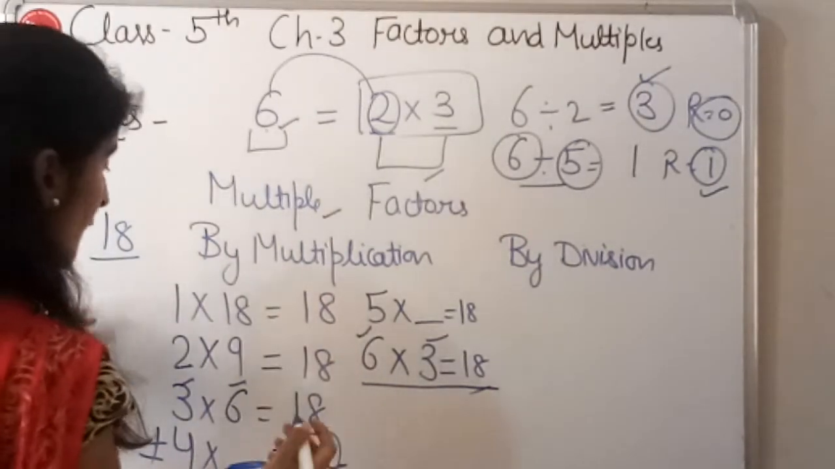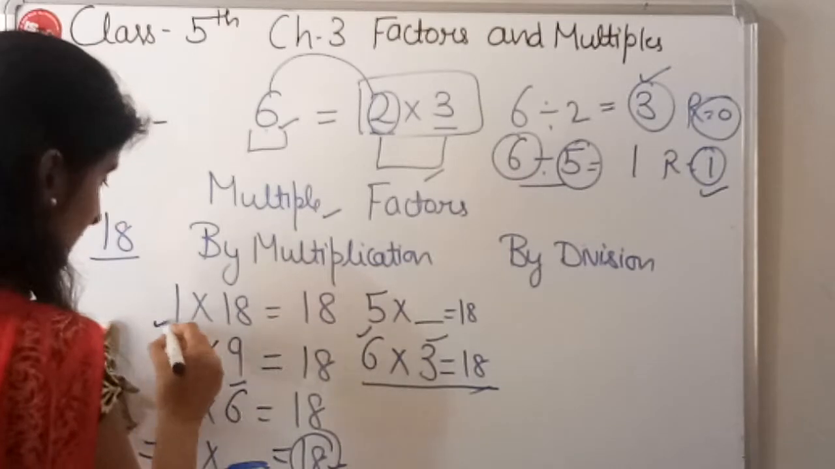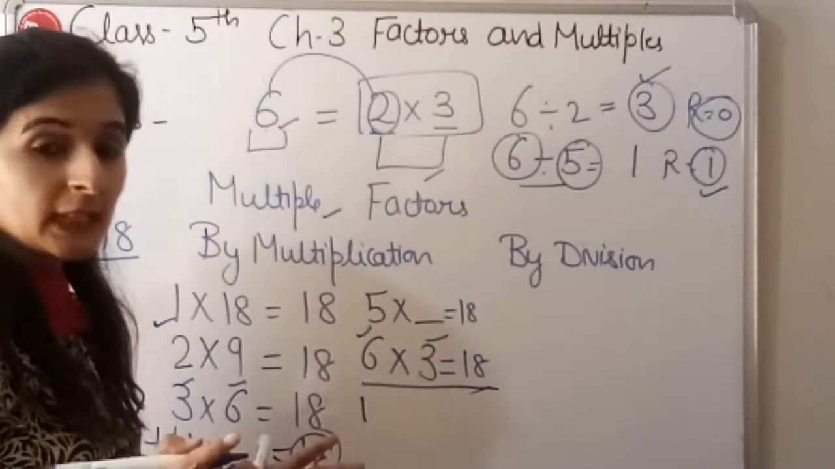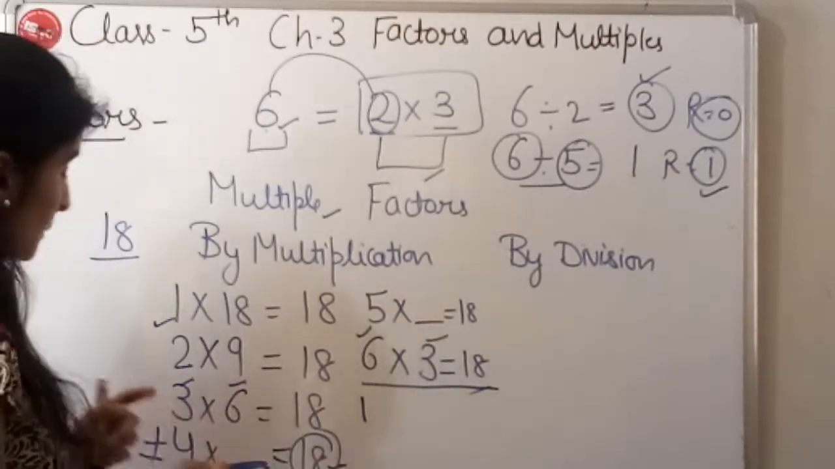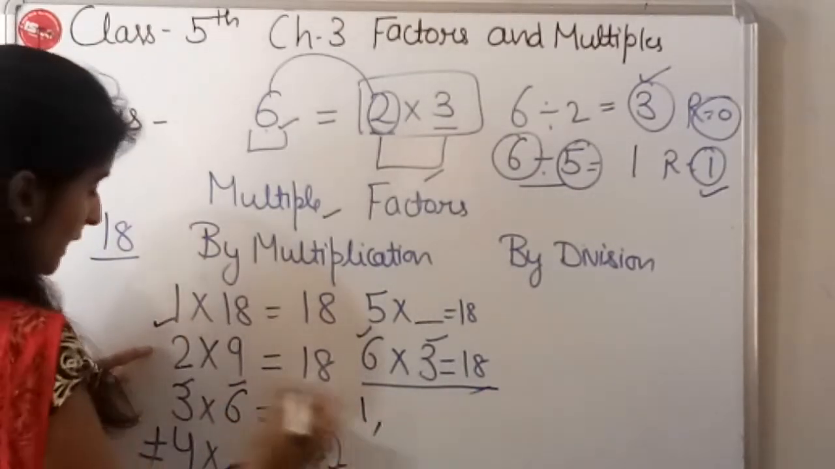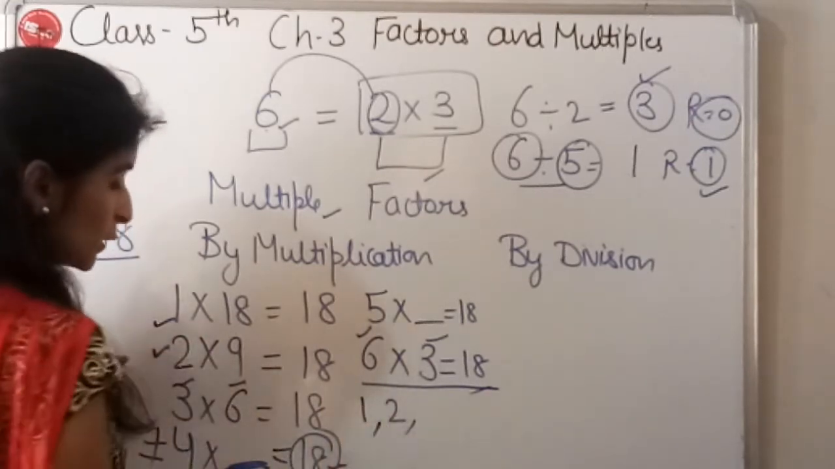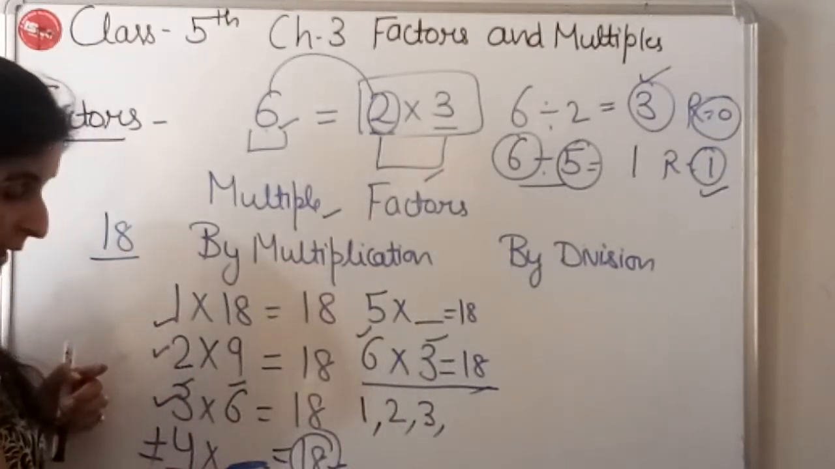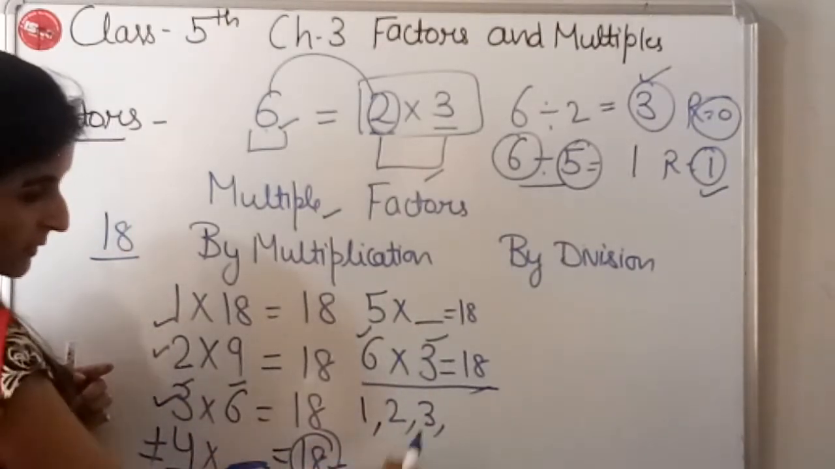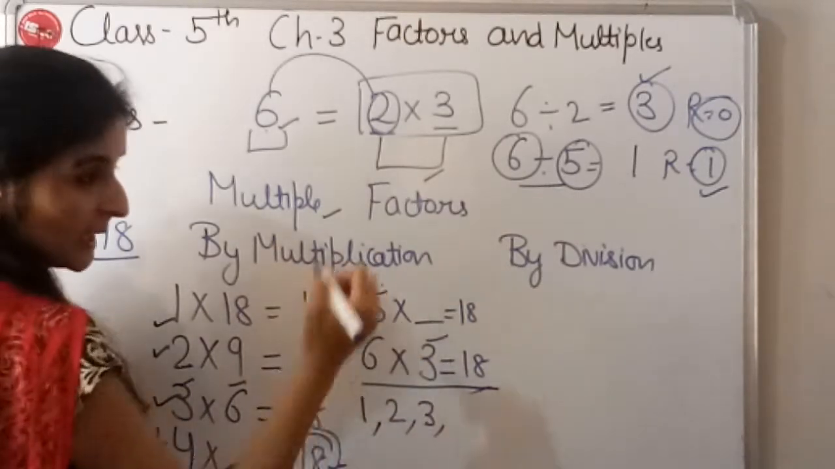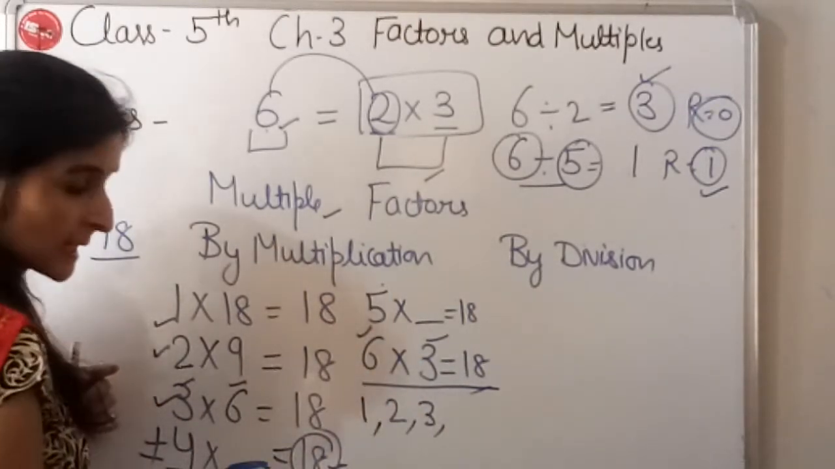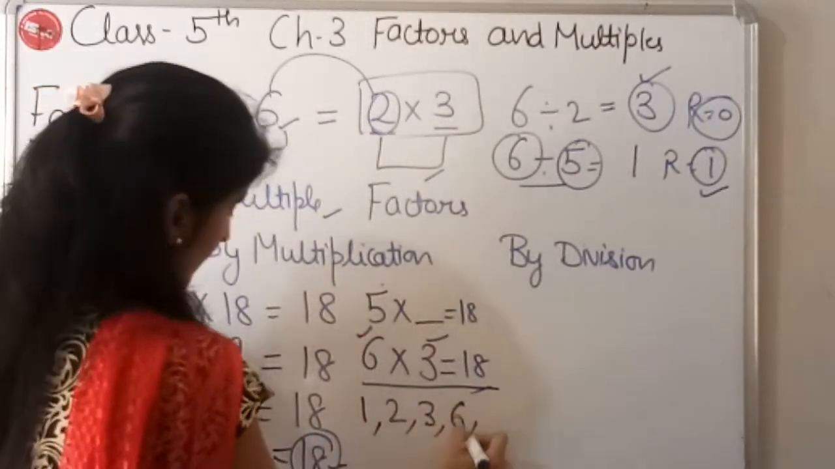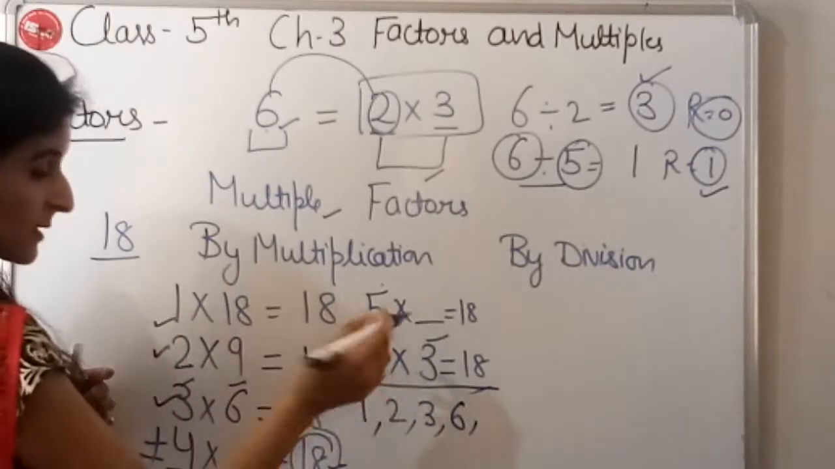How many factors have we found here by this multiplication method? Firstly this 1. And remember children, 1 is the factor of every number. Firstly we have got this 1. Another number is 2. Then another number is 3. But 4 here is not a factor of 18, so we will not write 4 here. Likewise 5 is again not a factor of 18, so we will not write 5 here. Next is 6. So 1, 2, 3 and 6 we have written.